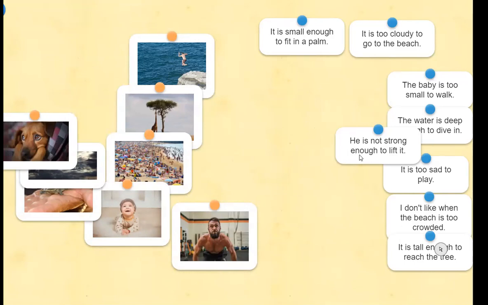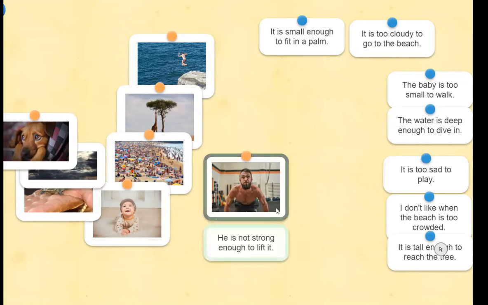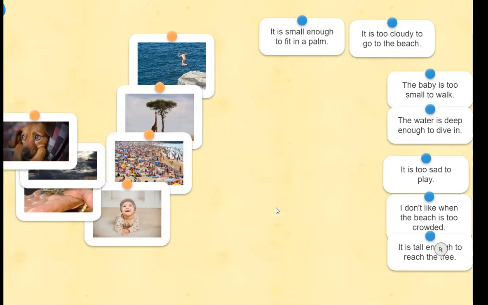He is not strong enough to lift it. This man is not strong enough to lift the heavy weight. So he can't do it. It's very difficult for him. It's something very heavy, so he cannot do it. I'll try to ask someone to help me.